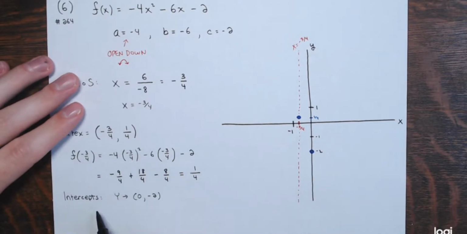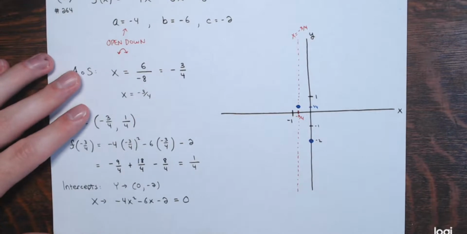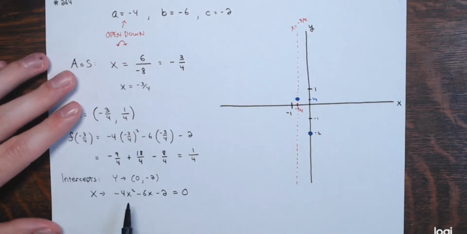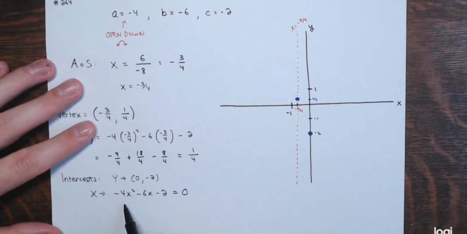And then the x-intercepts, we're solving the following equation. When is negative 4x squared minus 6x minus 2 equal to 0? What values of x give me an output of 0? One thing I'm noticing here is that all these are multiples of negative 2. I'm going to divide both sides by negative 2, and that gives me 2x squared plus 3x plus 1 equals 0.